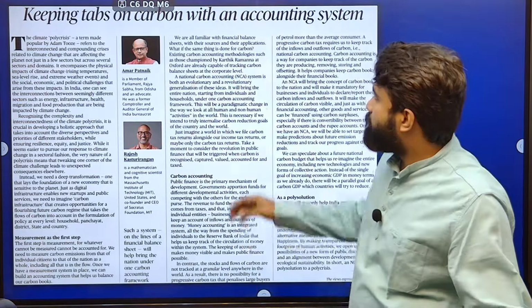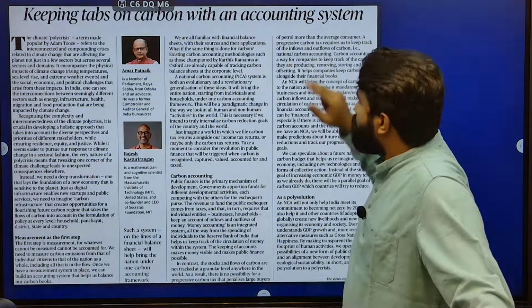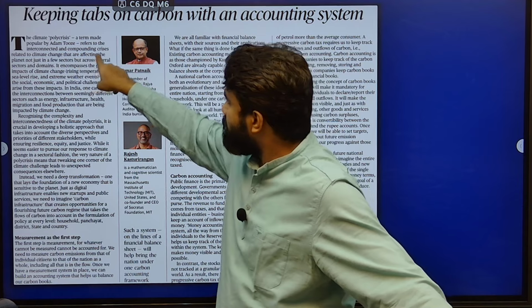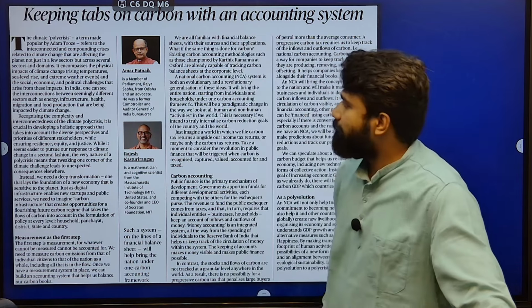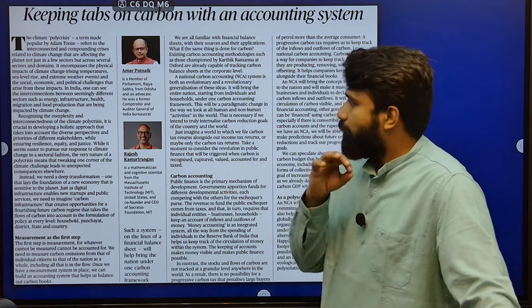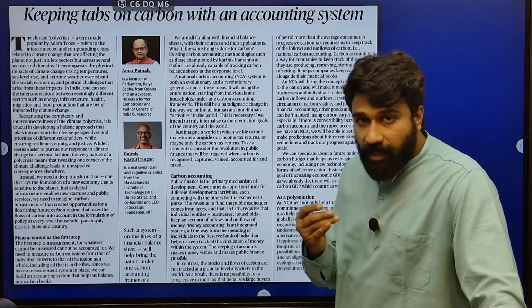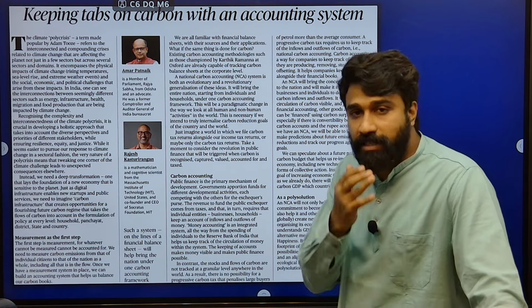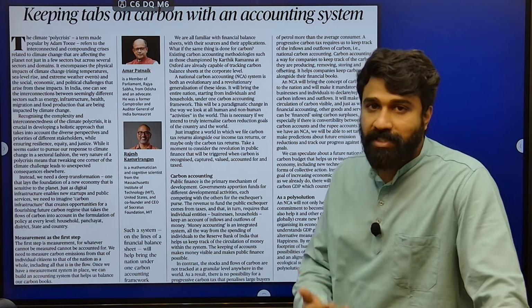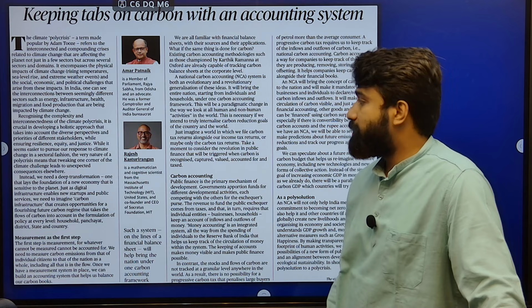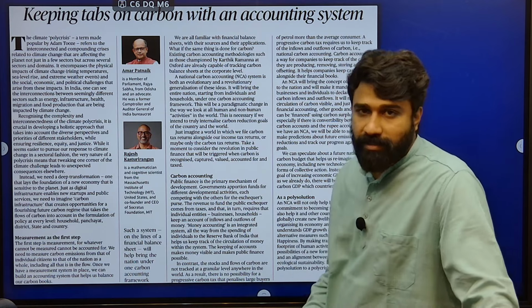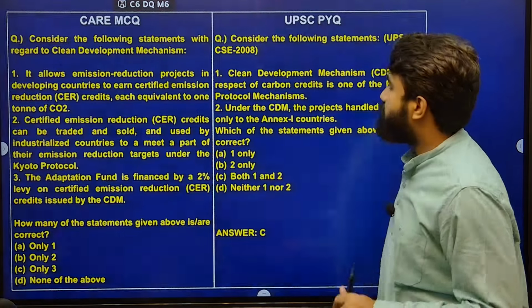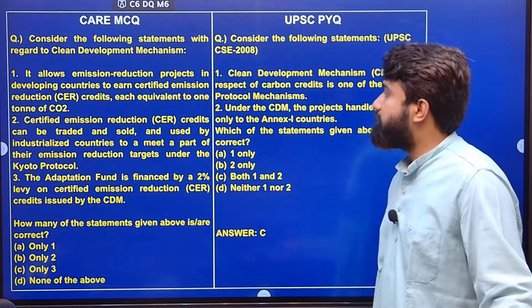Next question is about keeping tabs on carbon with an accounting system. Here the author is talking about polycrisis, which refers to interconnected and compounding crises related to climate change that are affecting even the social, economic and political arena. Suppose climate refugees, climate-ridden poverty, unemployment, and also international challenges out of the climate injustice that has happened throughout history. So, this is a polycrisis, not only the climate related challenge, but also multiple challenges out of it. Such a negative cascading effect is termed a polycrisis by the author here.